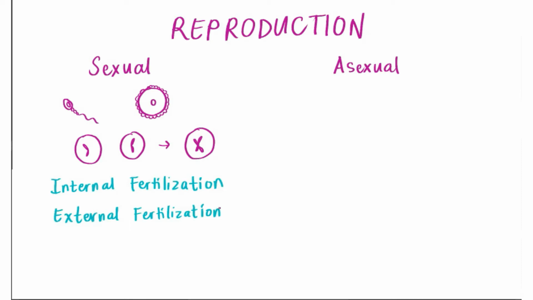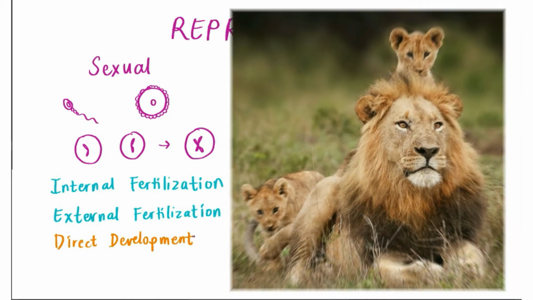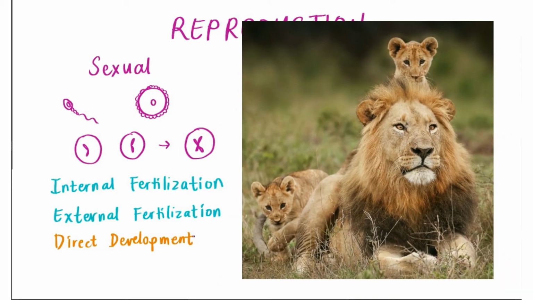Once fertilization occurs, the embryo then starts developing. Direct development is when the animal is born in a smaller version of its adult form. There is no major transition from infancy to maturity, and this is seen in many animals, especially mammals and birds.